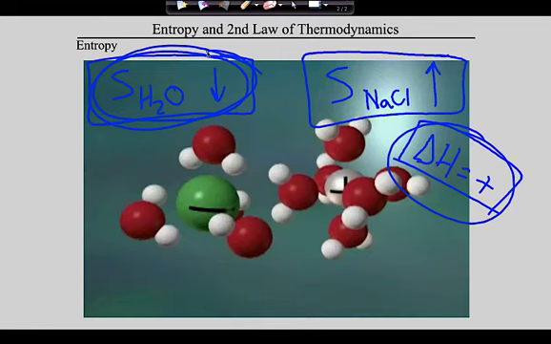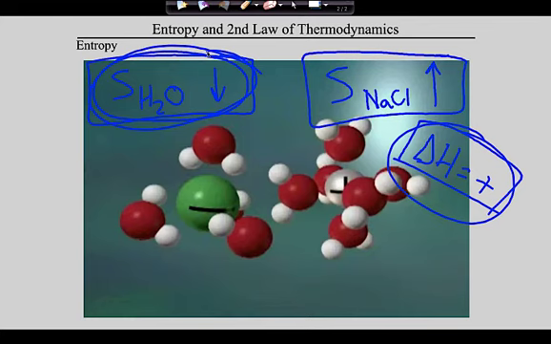And in fact, it does. And we'll work on quantifying that later. But the idea is this. The reason that salt spontaneously dissolves in water is because the amount that the entropy of the salt goes up is greater than the amount that the entropy of the water goes down and greater than the amount of heat that's absorbed as the process takes place.